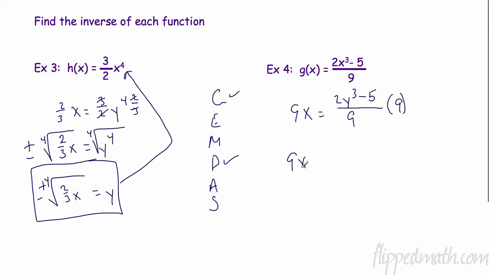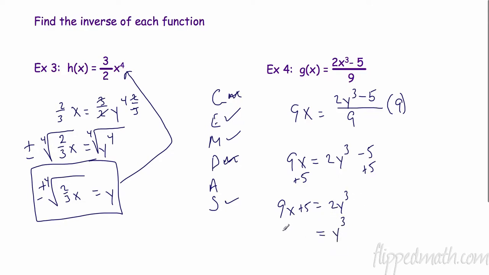So now I have 9x equals 2y to the 3rd minus 5. Now I have multiply, I have subtract, and I have an exponent. So I have to add 5 to both sides. So now I have 9x plus 5 equals 2y to the 3rd. Divide by 2, because the opposite of multiply by 2 is divide by 2. 9x plus 5 over 2.